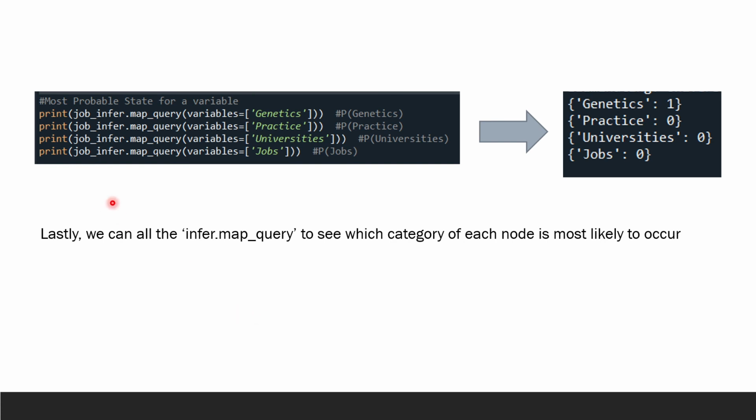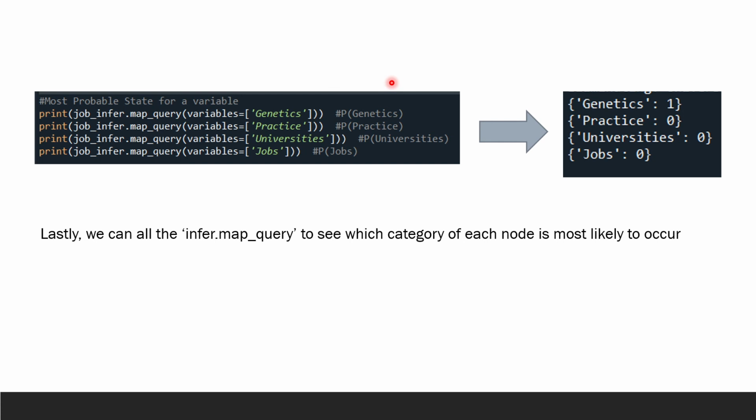Okay, lastly, we can use the infer.map_query function to see which category of its node is most likely to occur. That is the most probable state for the variable. It's basically just putting map_query and assigning some variable in here to get what is most likely for the variable that is given.